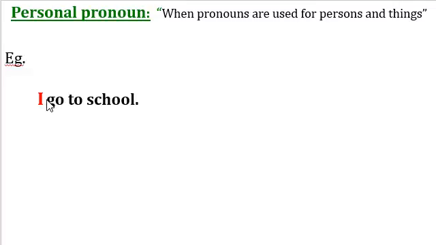These are also considered as subjective pronouns. So wherever you see the use of I, we, you, he, she, it and they, they will be considered as personal pronouns because they represent any person or thing. That's why we consider them personal pronouns. Just like in "I go to school", here I is the personal pronoun.